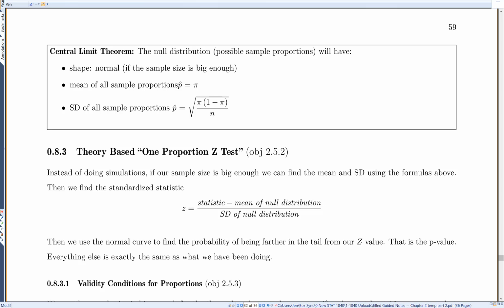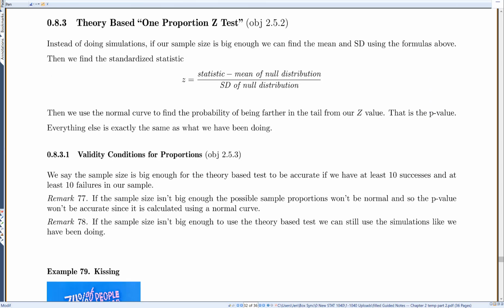So the SD of all the possible sample proportions we had will be pi times 1 minus pi over n. Then we have this theory-based one proportion z-test. Instead of doing simulations, if our sample size is big enough, we can find the mean and standard deviation using the formulas. So then we can find our standardized statistic: Z equals, again, our statistic minus the mean of the null over the SD of the null, but we can use our theoretical formulas instead of our simulated values.